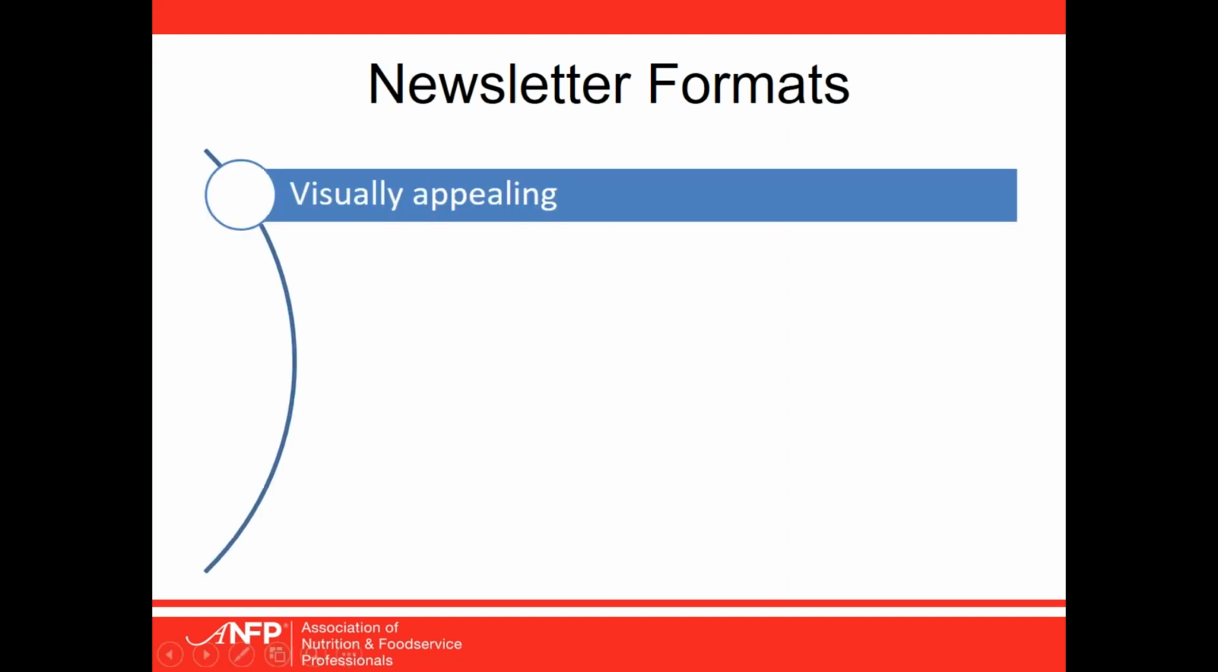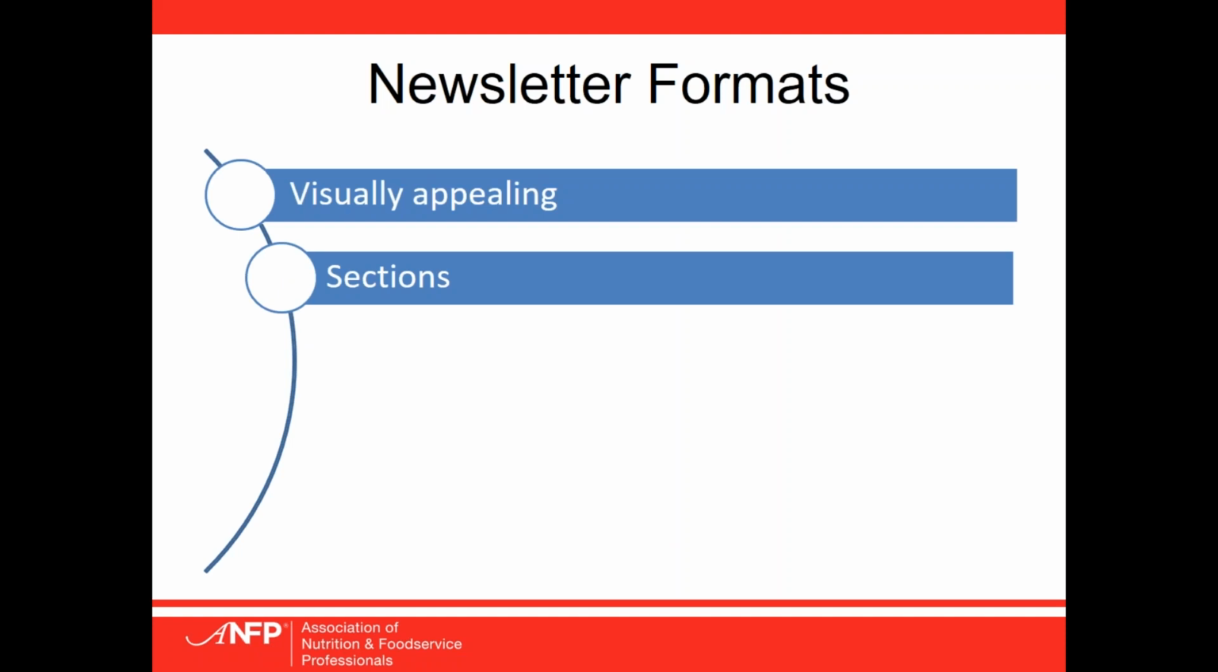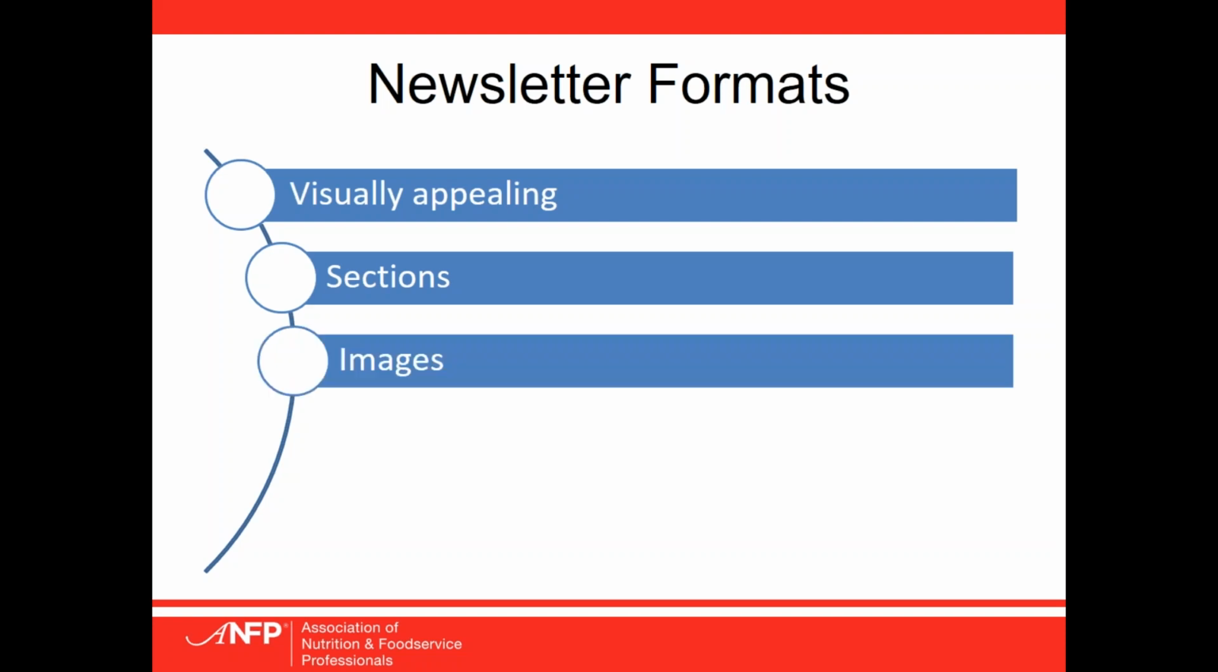Just a few basics here in formats. Of course they want to be visually appealing. They want to entice the reader. They should be well organized, clean, and engaging. We want to make it really easy for them to read. So I would suggest breaking your information up into sections. You can do this by using headlines. You can separate it by images, just to give them a way to make that flow a little bit easier.